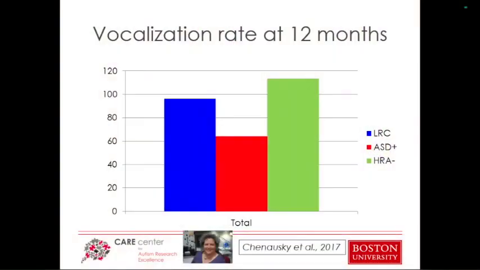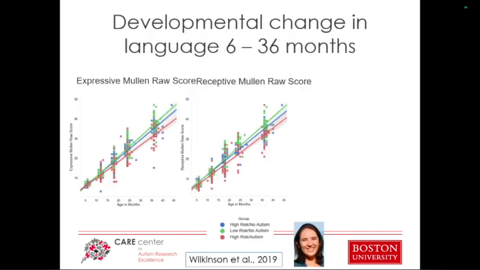And overall, their vocalization rate is lower. It's a frequency measure, but the parents are somehow sensitive to this notion that their child is just not babbling as much as I would have expected. And I think there's a lesson there that we should be listening to parents so much more than we often do.